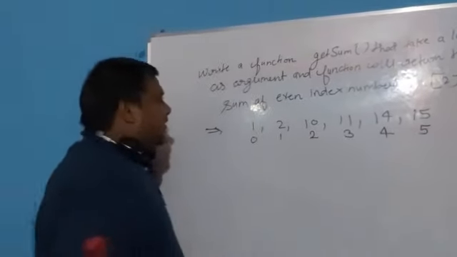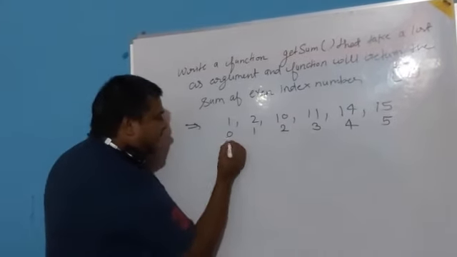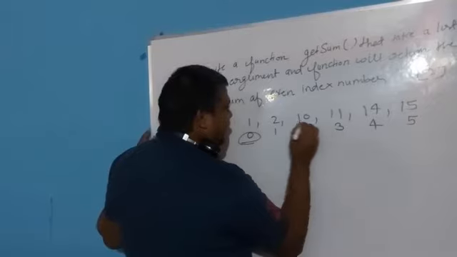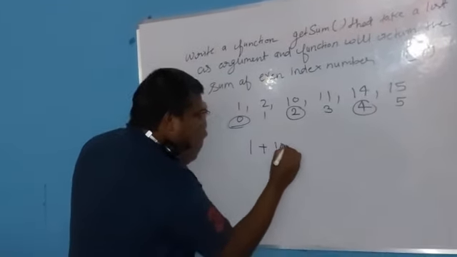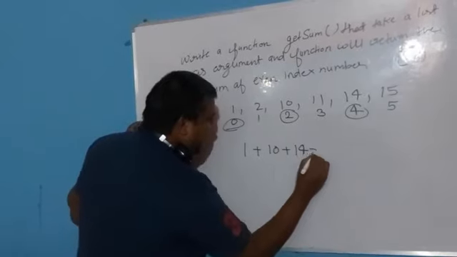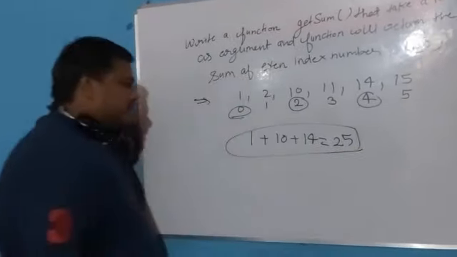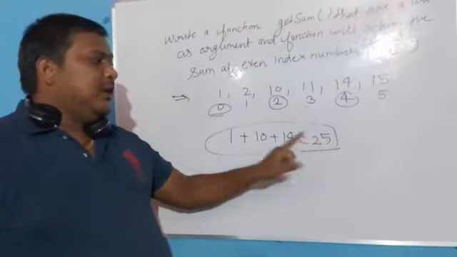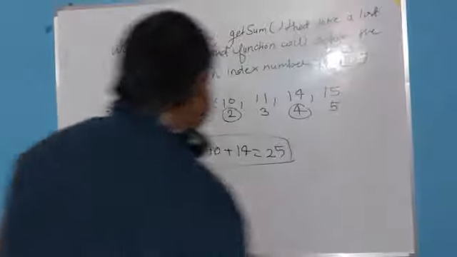What will the function do? The function will return the sum of even index numbers. Even index numbers means these ones. So what output has to come? 1 plus 10 plus 14, and the output will be 25. We have to make the function which returns the sum, 25. Now we will see how we will do this.